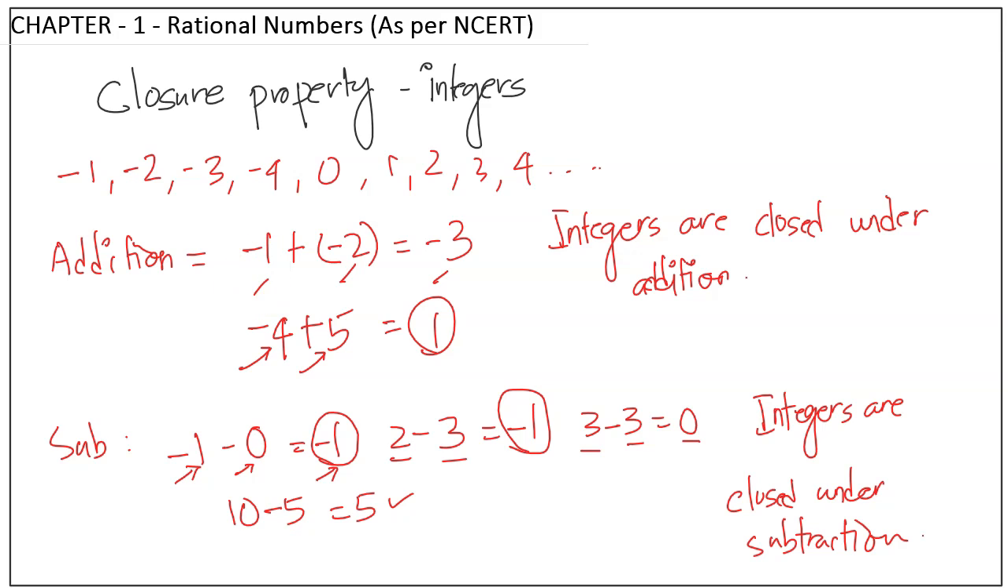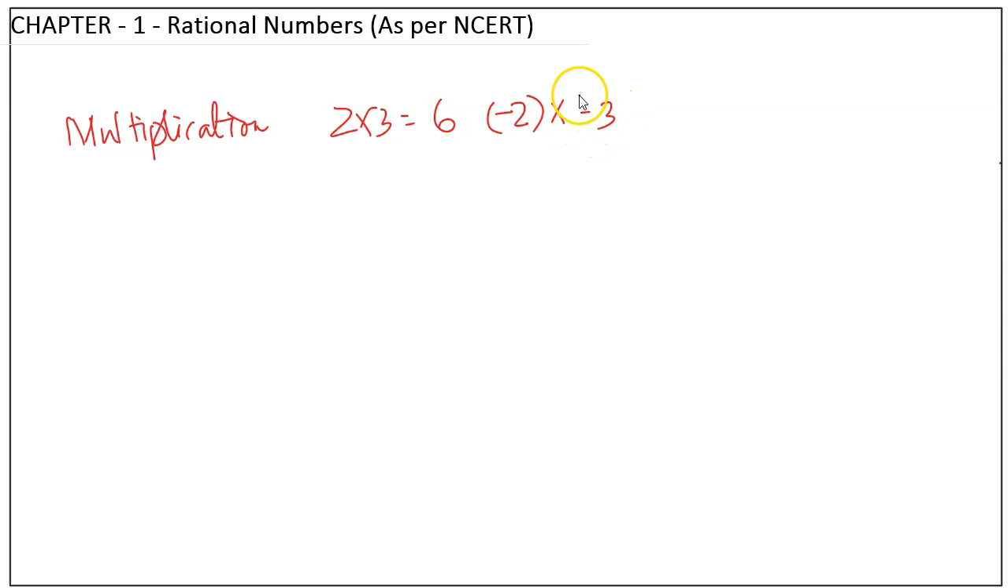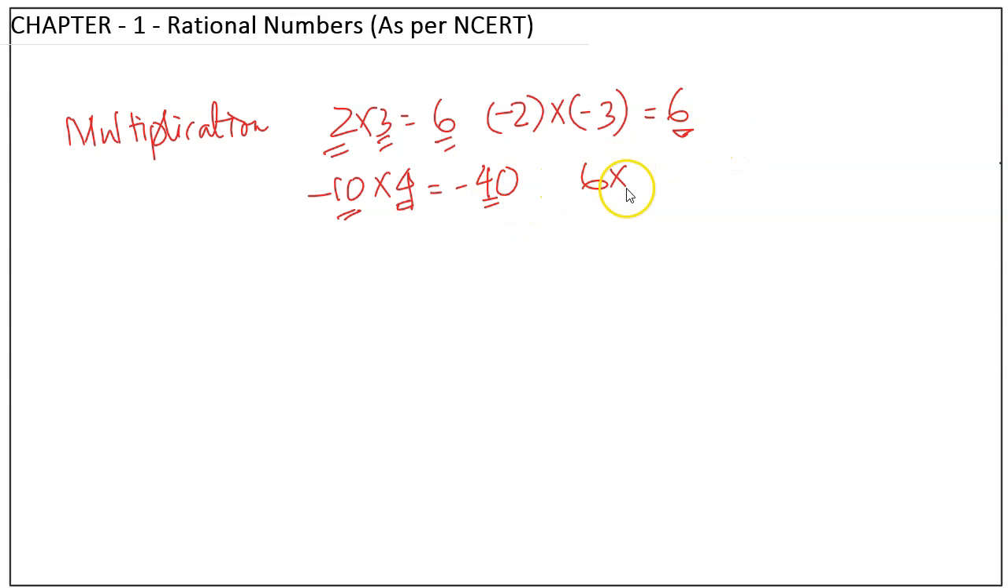Okay, clear now? Now let's go to multiplication and division. Similar case. If you go to multiplication, 2 multiplied by 3 is 6, -2 multiplied by -3 is also 6, right? -10 multiplied by 4 is -40. So here you see, you multiply two integers, you always get another integer, right? Negative numbers are also part of integers, correct? 6 multiplied by 0, you get 0, right? So integers are closed under multiplication.